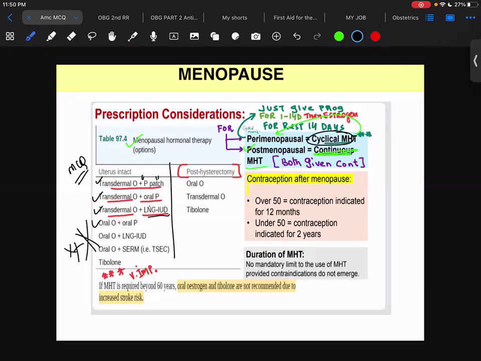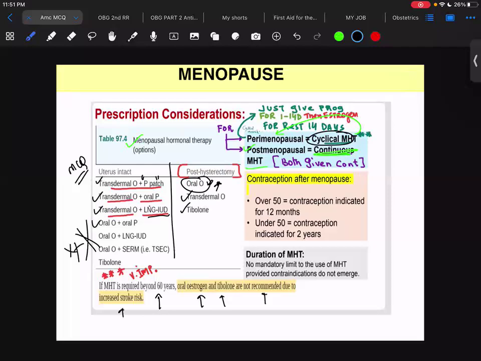Post hysterectomy, we can skip the progesterone. We can directly go for the oral estrogens because the risk of endometrial hyperplasia is not there, as the uterus is already removed. We can go for the transdermal estrogen or tibolone also. Mostly they ask you this: the patient is post hysterectomy, done 3 to 4 years ago. Now, which of the following should be used? It is oral estrogen can be used. If MHT is required beyond 60 years, oral estrogen and tibolone are not recommended due to increased stroke risk.